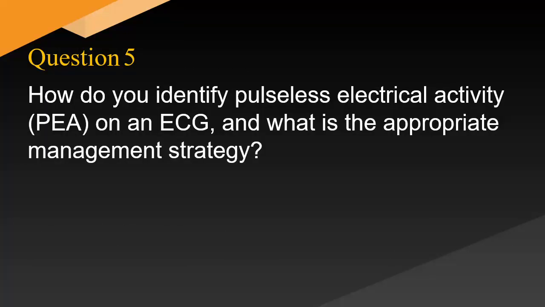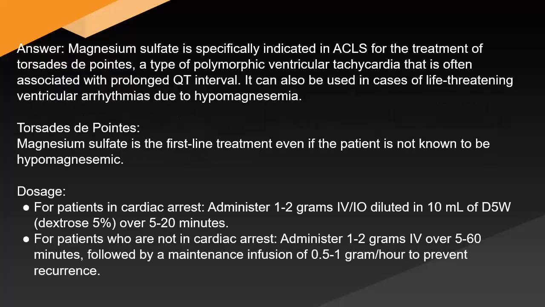How do you identify pulseless electrical activity, PEA, on an ECG, and what is the appropriate management strategy? Answer: magnesium sulfate is specifically indicated in ACLS for the treatment of Torsades de pointes, a type of polymorphic ventricular tachycardia that is often associated with prolonged QT interval. It can also be used in cases of life-threatening ventricular arrhythmias due to hypomagnesemia.